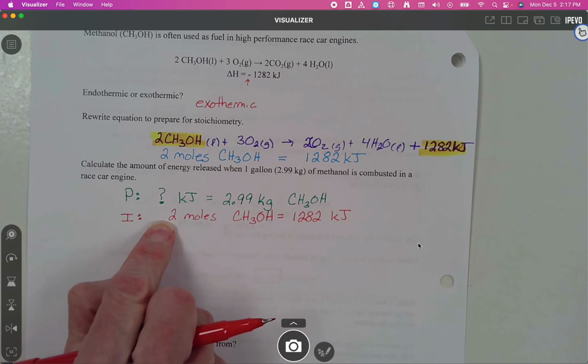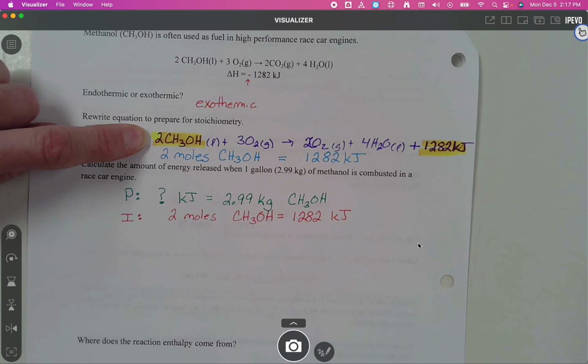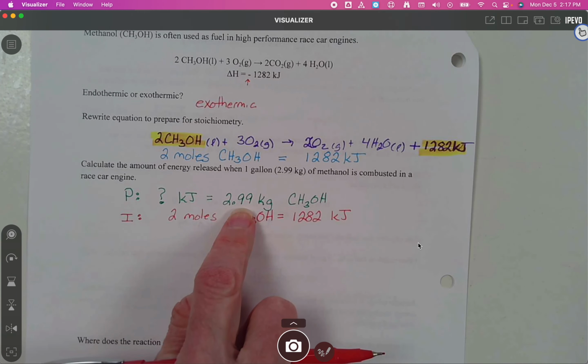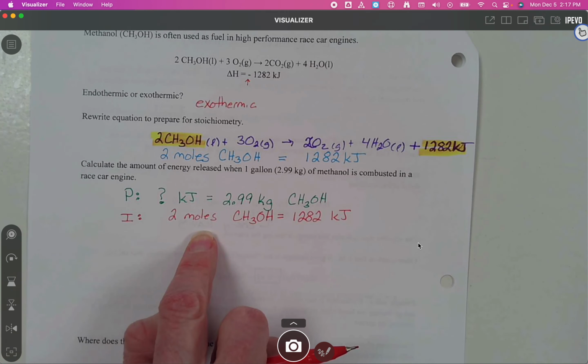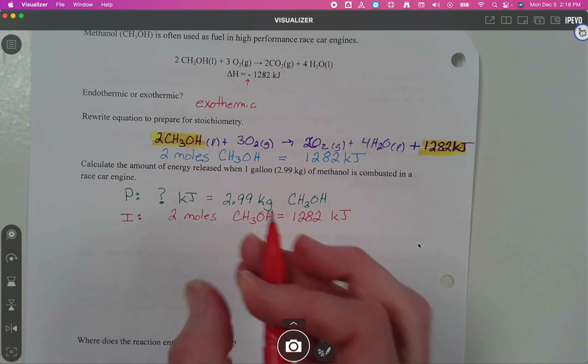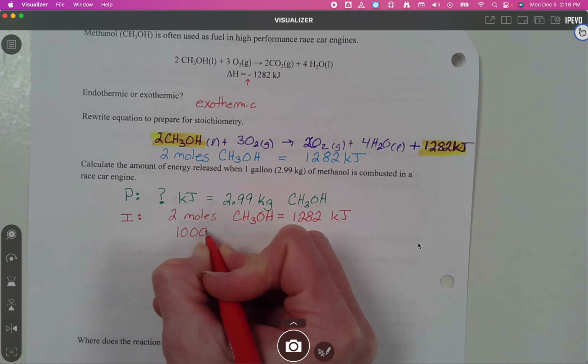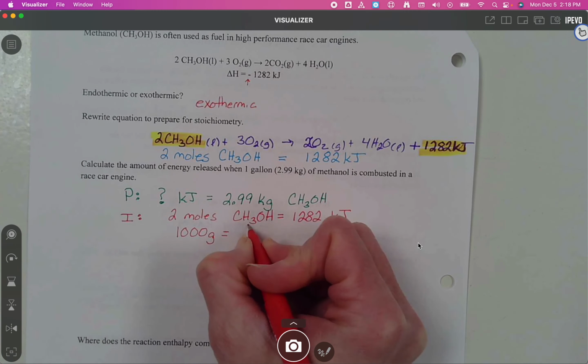And the 2 right here is the same 2 that's in the balanced chemical equation. Be sure to look at the balanced chemical equation to find out how many moles it takes to produce that much energy. Well, that means I'm going to need some other things here. I'm given this mass in kilograms, but I'm given my energy relationship in moles. So I'm going to have to get from kilograms to moles somehow, getting myself probably to grams first. There are 1,000 grams in a kilogram.